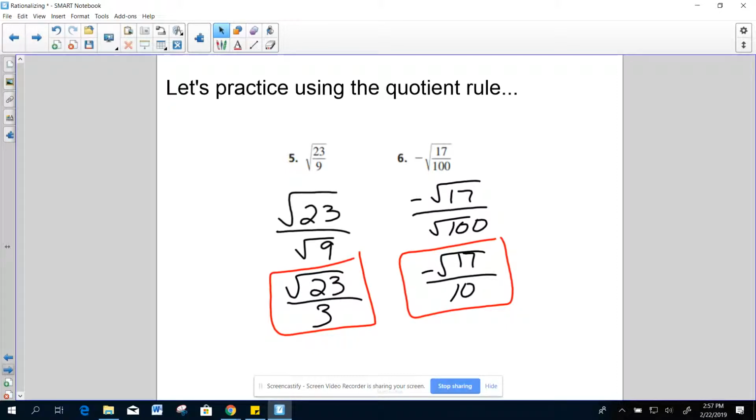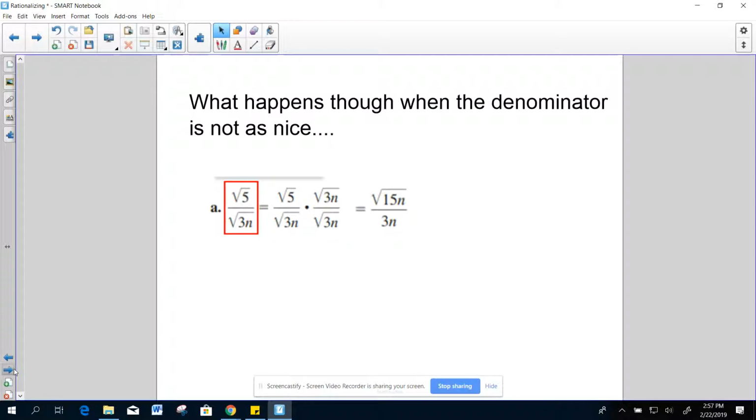We're now going to look at another instance: what happens when my denominator is not one of those nice perfect square numbers that I can take the square root of. Just like with fractions, anytime we want to get rid of something in the denominator, we're going to multiply by the denominator. So we are going to start off with rad 5 over rad 3n.